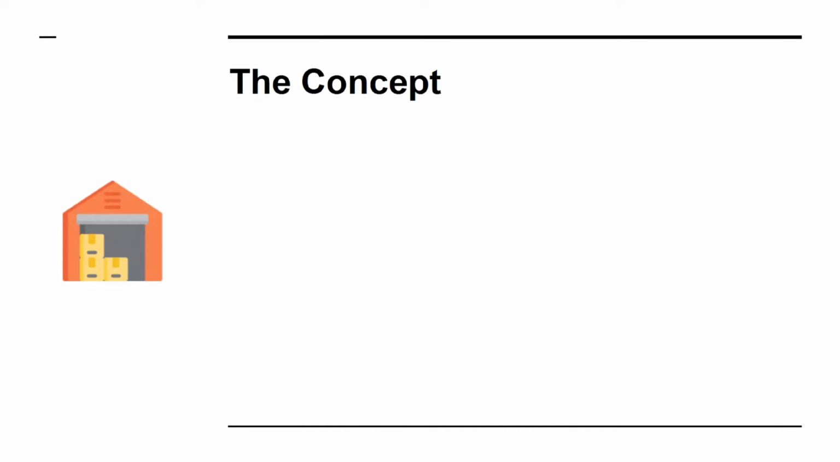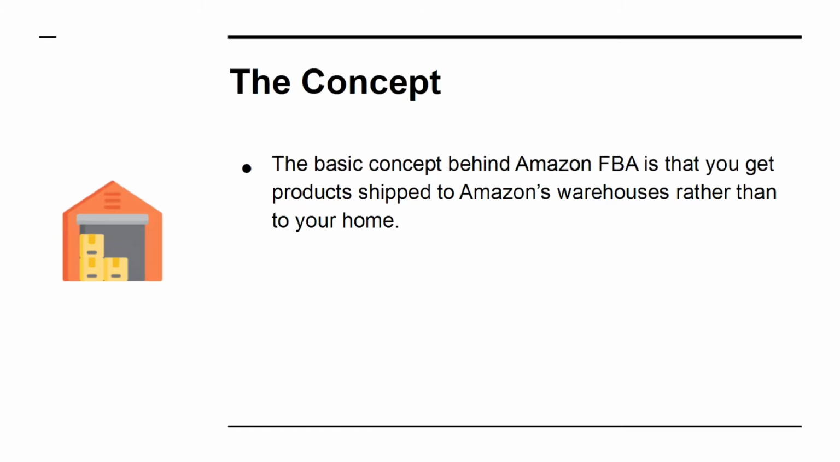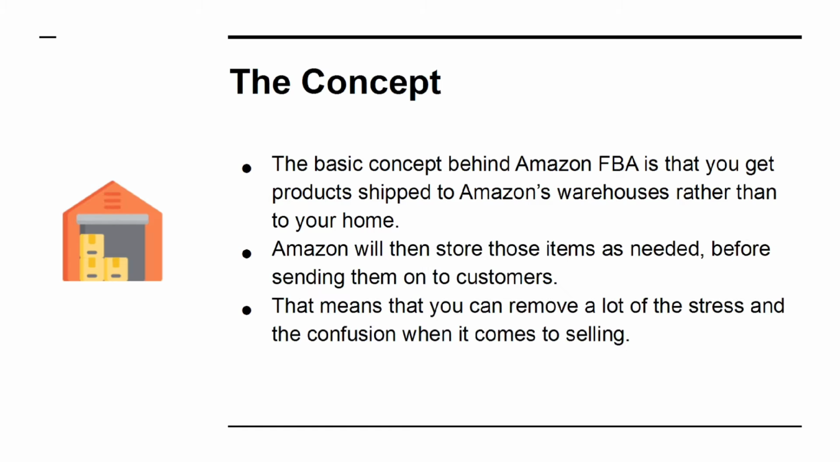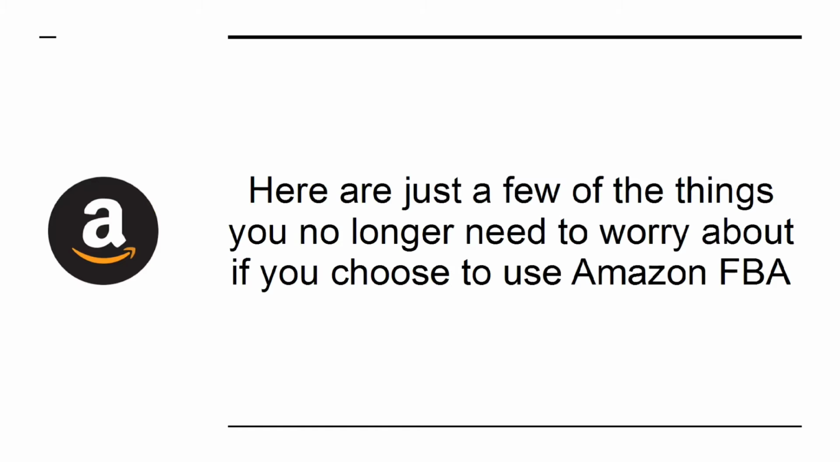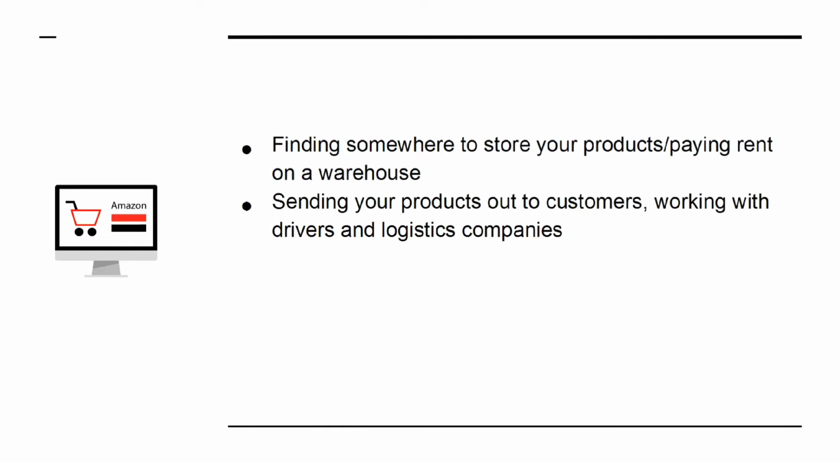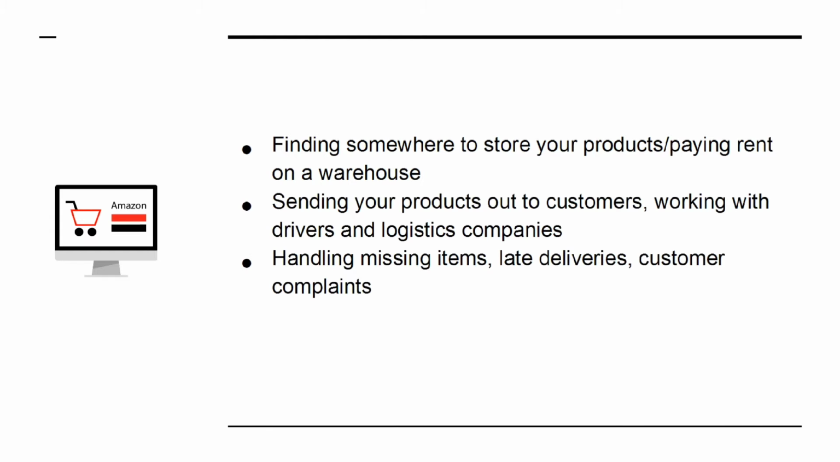The concept. The basic concept behind Amazon FBA is that you get products shipped to Amazon's warehouses rather than to your home. Amazon will then store those items as needed before sending them on to the customers. That means that you can remove a lot of the stress and the confusion when it comes to selling. Here are just a few of the things you no longer need to worry about if you choose to use Amazon FBA. Finding somewhere to store your products, paying rent on a warehouse, sending your products out to customers, working with drivers and logistics companies, handling missing items, late deliveries, customer complaints, creating an e-commerce store or platform.